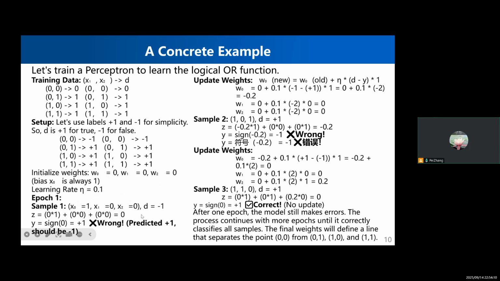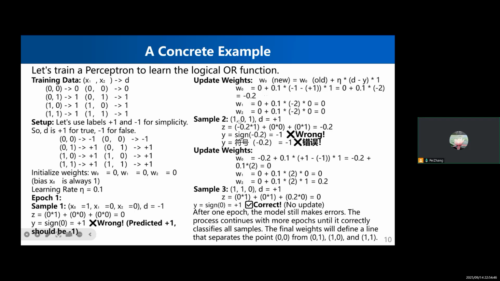In comparison with the true value d equal to -1, this prediction is wrong. Therefore, we need to update the weights. The new weights are the old weights plus eta multiplied by (d minus y) multiplied by the input. Therefore, W0 is changed from 0 to -0.2, and W1 and W2 are still 0.